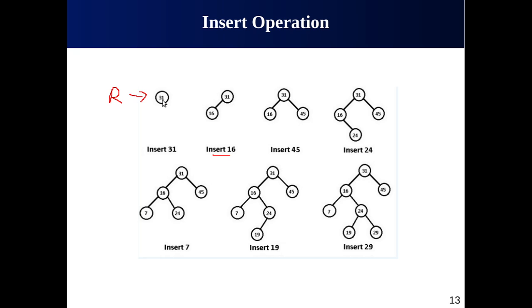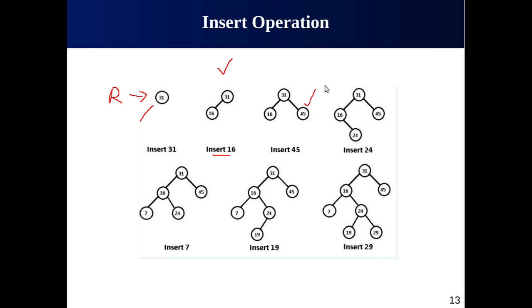So you have to compare 16 with 31. As 16 is less than 31, we have to insert it on the left hand side. After insertion of 16, we are asked to insert 45 in this newly constructed binary search tree. For insertion, first you have to compare it with the root node. As 45 is greater than 31, you have to come to the right hand side. As we have no further nodes here, 45 will be inserted here.